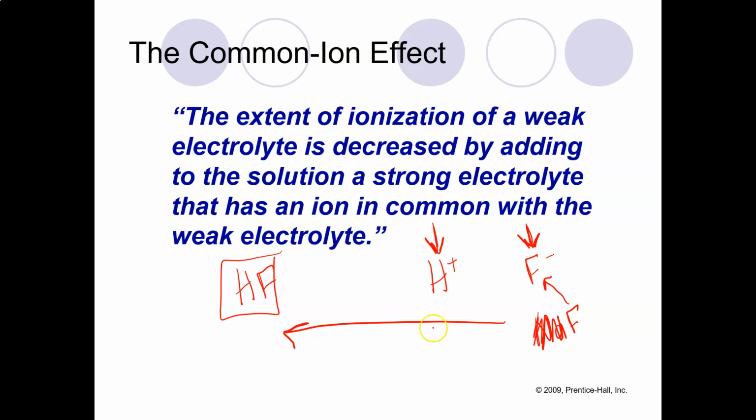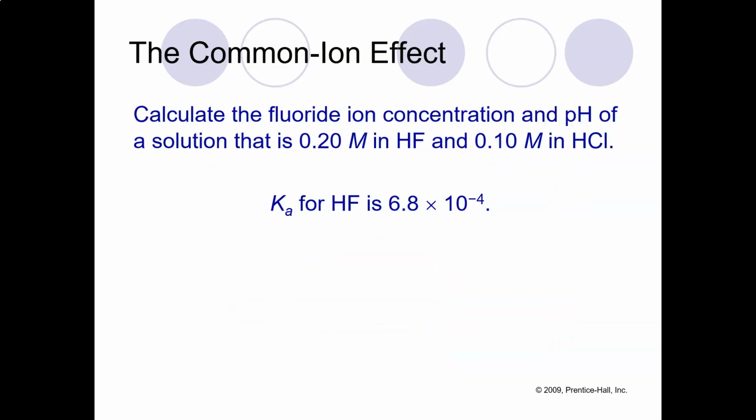So I couldn't add just H+, but I could add HCl, which is one of the 7 strong acids. So I know that it would break apart into H+. So what this is saying is if we add an ion that is part of the weak acid or the weak base, so we add one of those pieces, the reaction is going to shift to the left, and the acid or base is going to be less effective. It's not going to be as acidic or basic, which is what happens when it shifts to the left.